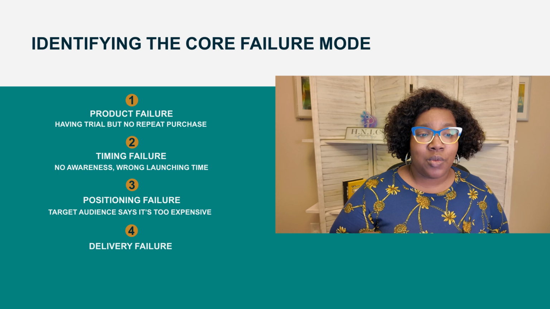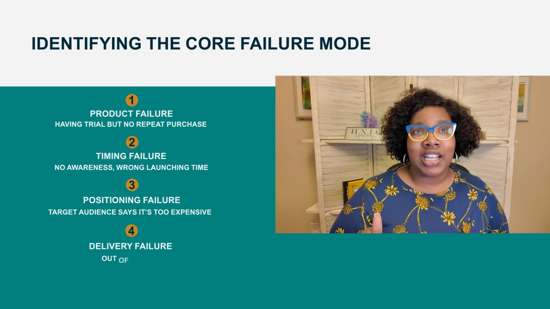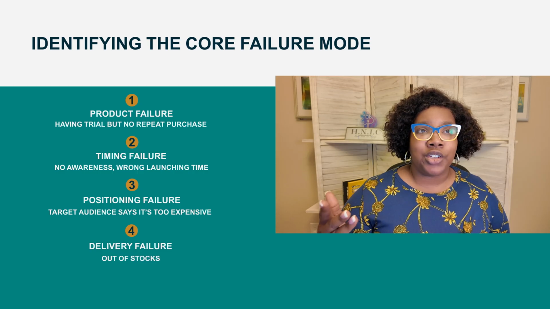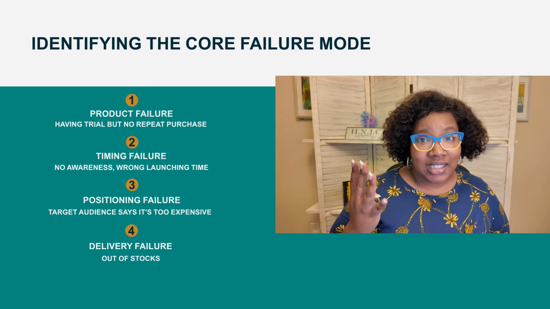And then the 4th way that a product can fail is delivery failure. And so that can look like out of stocks, where you are just not keeping pace with the market demand. So those 4 things, that's it.